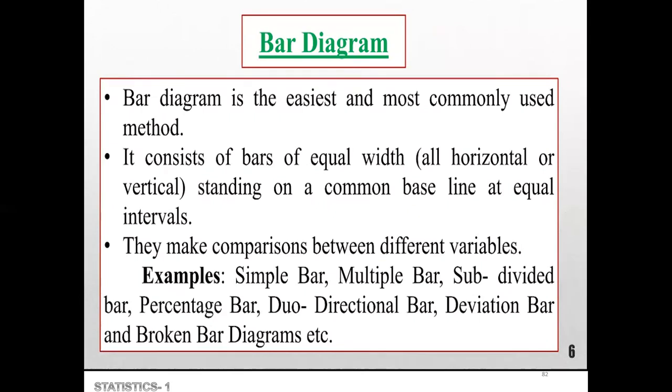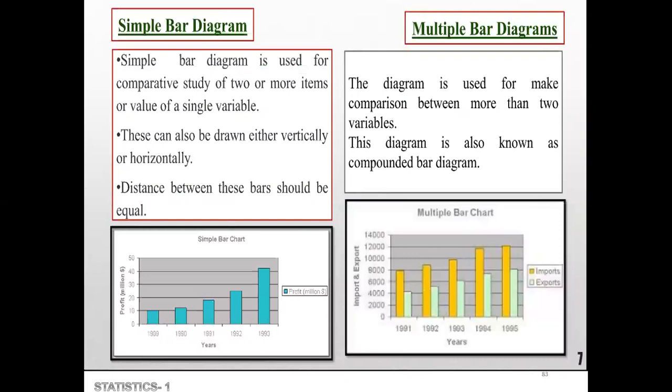Examples of bar diagrams are the simple bar diagram, multiple bar diagram, subdivided bar diagram, percentage bar diagram, duo-directional bar diagram, deviation bar diagram, and broken bar diagrams. So like this, you have different forms of bar diagrams. Now let us see the difference between a simple bar diagram and the multiple bar diagram.